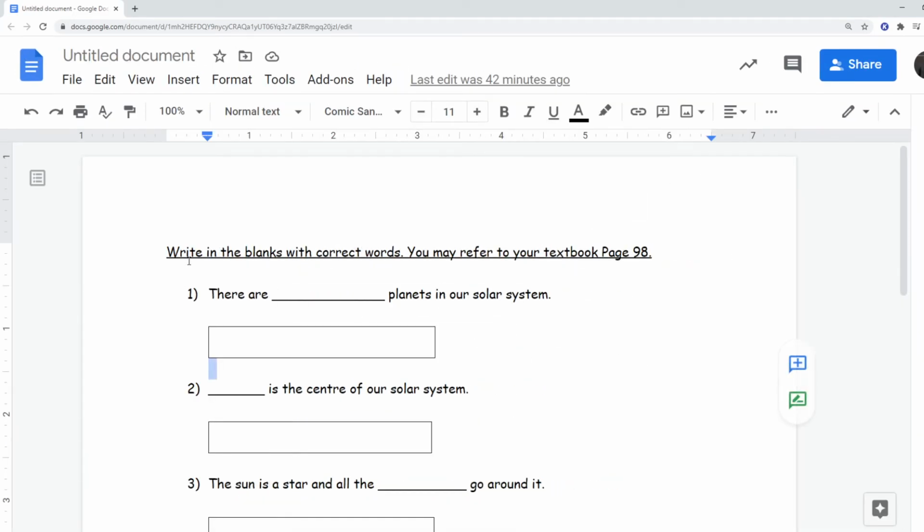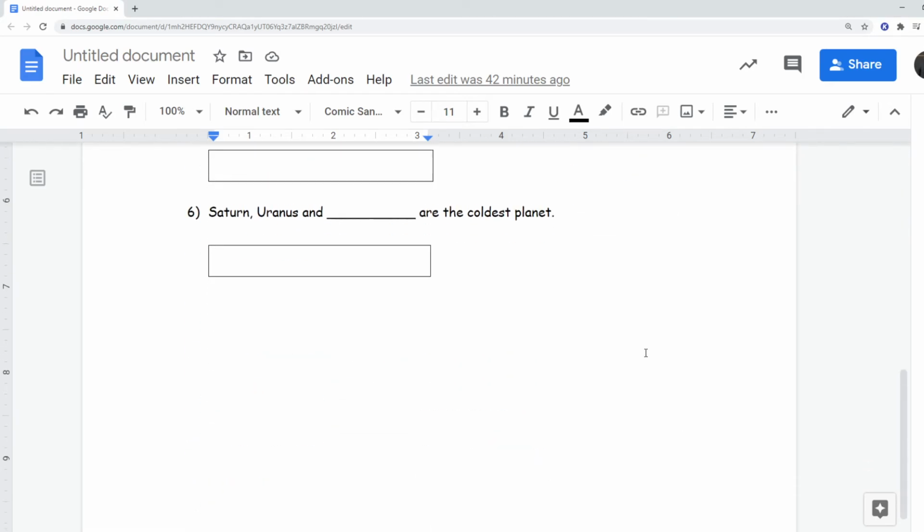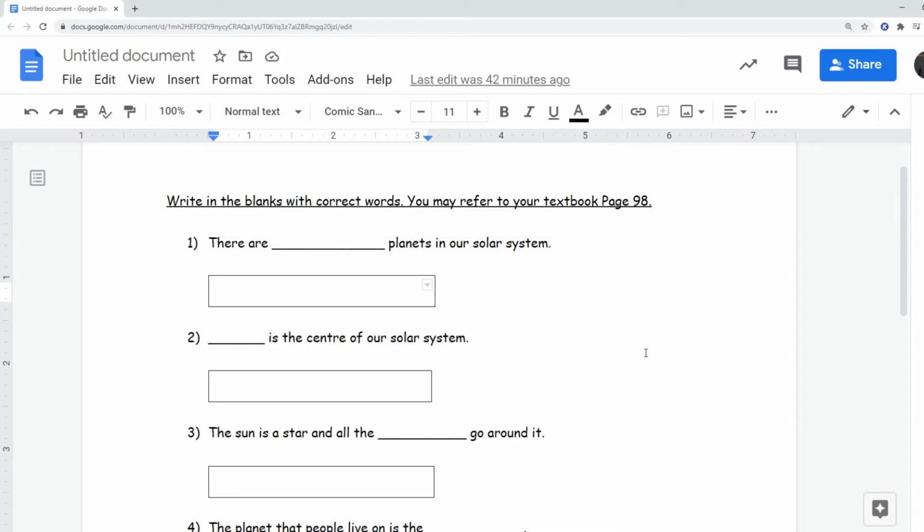Write in the blanks with correct words. You may refer to your textbook page 98. Open your textbook page 98 and then you write the answer. For example, let's see number 1. I will give you the example for number 1. There are what planets in our solar system?